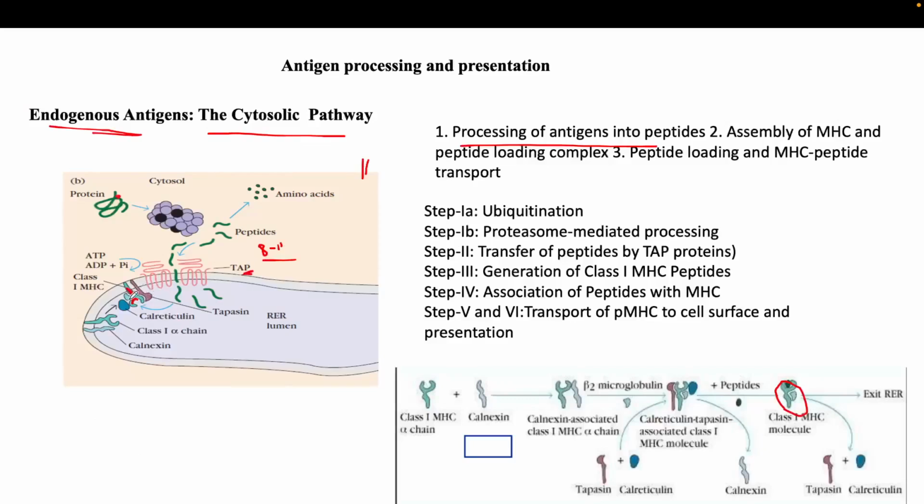In case of the MHC1 molecule, the process is similar, but here the MHC is attached to different kinds of chaperones, which help to keep the MHC molecule from binding any other kind of peptide and provide stability. Once the peptide comes and binds here, it will be transported through a vesicle to the plasma membrane, in case of the MHC1 molecule.